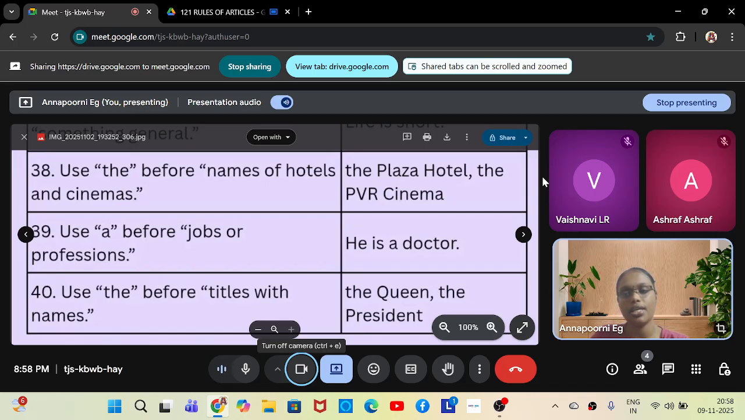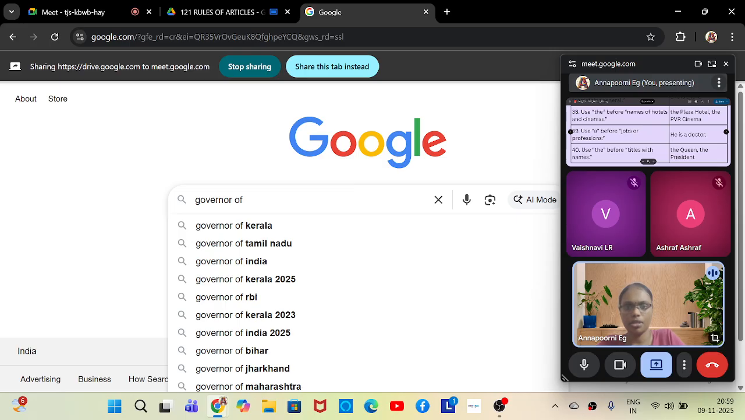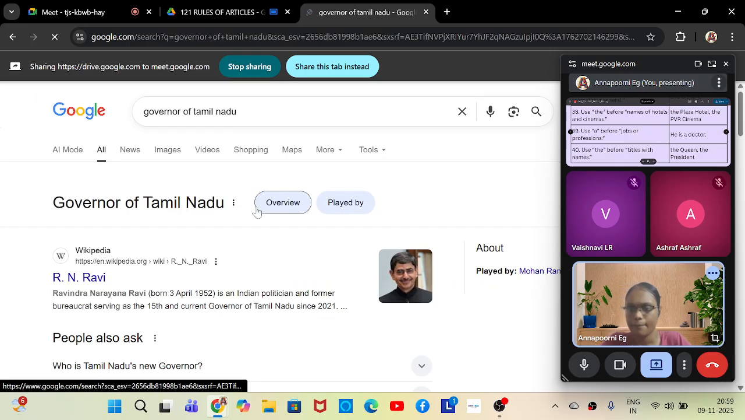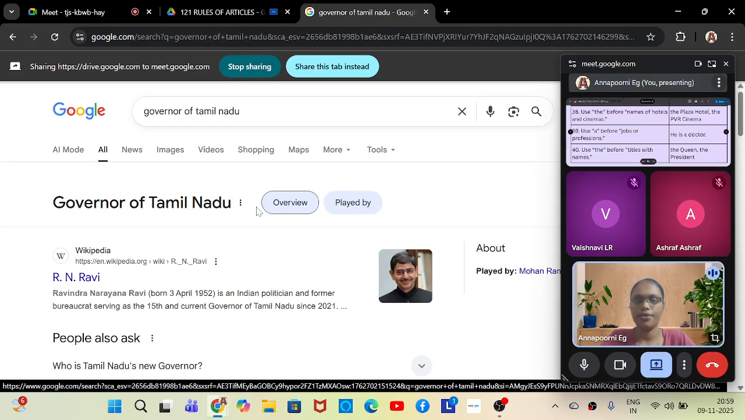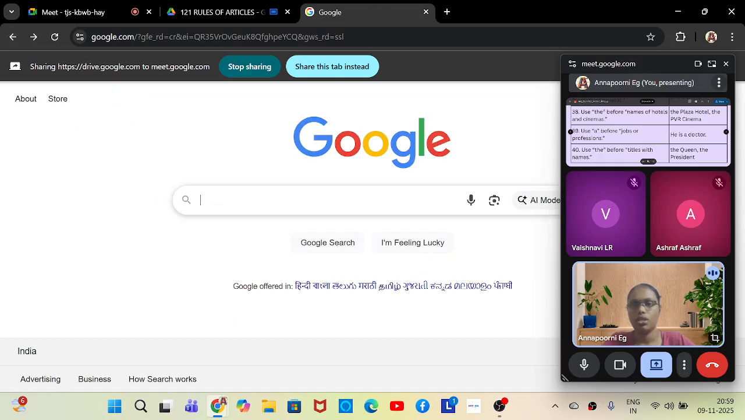So R.N. Ravi, he was the governor. Okay. I think now he has changed, I think. Right? Let's check who the governor is. R.N. Ravi is changed, I think. Governor of Tamil Nadu, isn't it? Oh no, he is R.N. Ravi. Yes. R.N. Ravi is the governor of Tamil Nadu. Okay, fine.